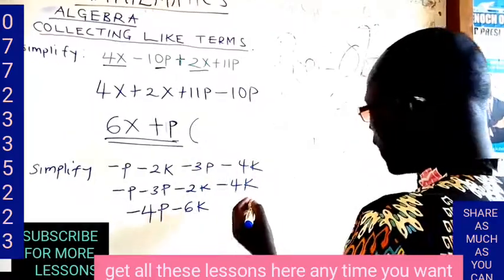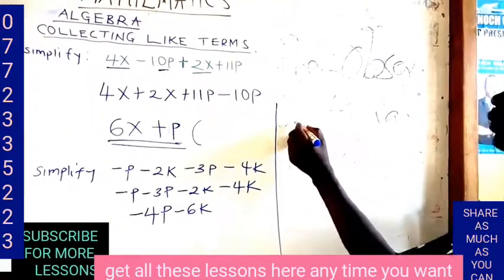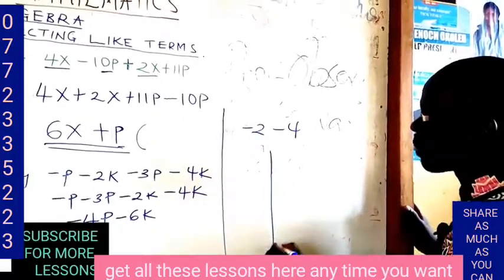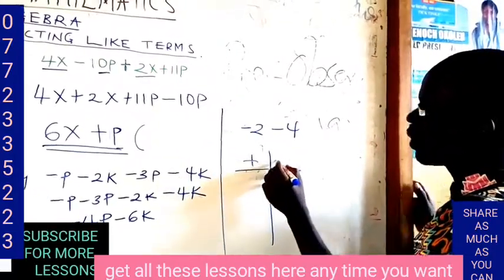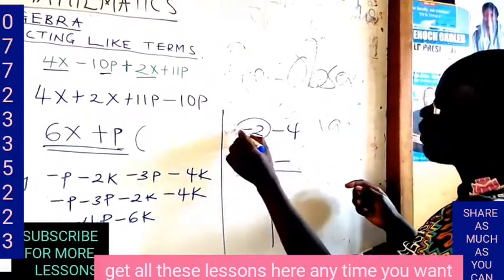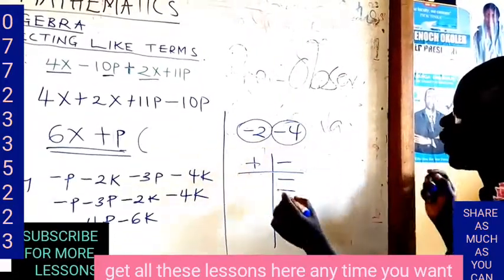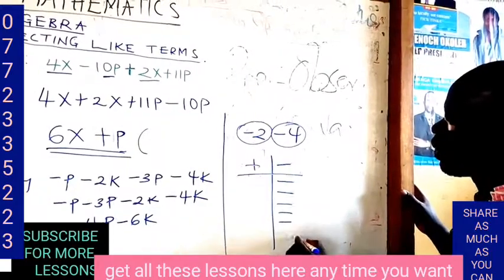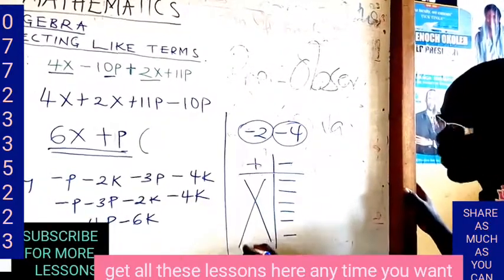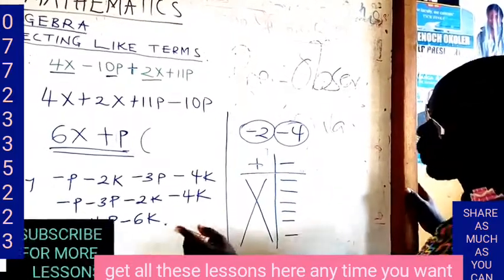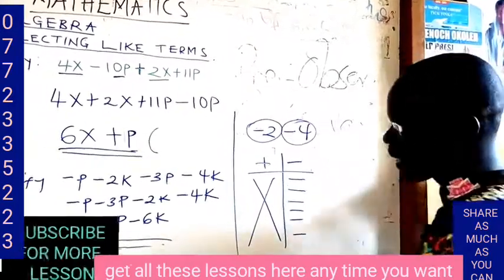Actually, what we mean here is, if ordinarily we tend to work out negative 2 minus 4. When you work out this one using a mind map, we have a positive, we have minus here. Here we have negative 2, 1, 2. And this one is also negative 4, 1, 2, 3, 4. So you realize there's nothing here. So you count the negatives that you have. 1, 2, 3, 4, 5, 6. That's why we have something like a negative 6 there.